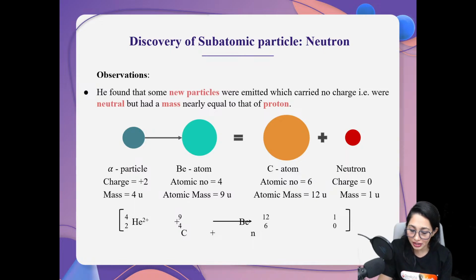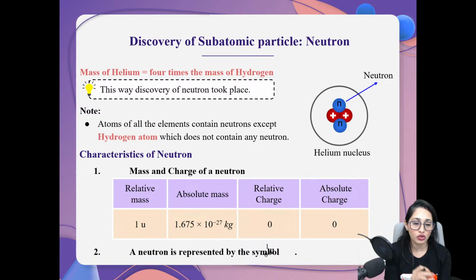So this is how we concluded that the mass of the neutron is almost equal to the mass of the proton, but the charge is zero. They do not have any charge, neither positive nor negative. The mass of helium is equal to 4 times the mass of hydrogen. This way the discovery of the neutron took place. Atoms of all the elements contain neutrons except the hydrogen atom. The hydrogen atom doesn't contain any neutron.